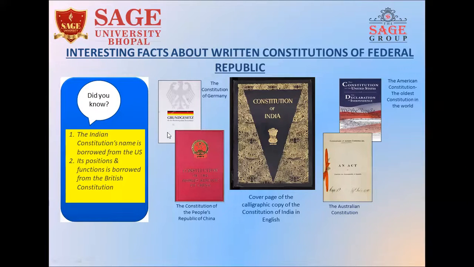This Grundgesetz, this is the Constitution of Germany. We borrowed the principles relating to fundamental rights at the time of emergency from the Constitution of Germany. So as you can see, all the nations, they have different name for their constitution. Like American Constitution, it is one of the oldest constitution in the world, and we have adopted our name from the Constitution of United States. Like it says the Constitution of United States, our constitution says Constitution of India.